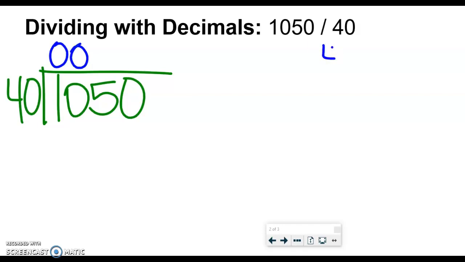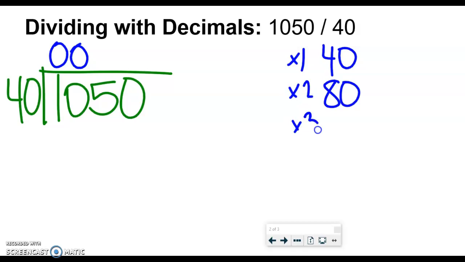The answer is yes. The question is how many times? So my 40s times tables are not too difficult because I'm just going to pretend that I just have this 4 here, and I can run through my 4 times tables and add zeros at the end, right? So 4 times 1 is 4, all right? So 40 times 1 is 40. 40 times 2 is going to be 80, right? 40 times 3, well, 4 times 3 is 12, so this is going to be 120. 40 times 4. 4 times 4 is 16, so this is going to be 160, okay? Now, I want to get as close as I can to 105 without going over. So it looks like I'm going to do 40 times 2 here.